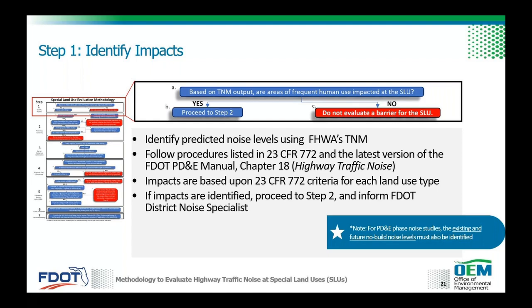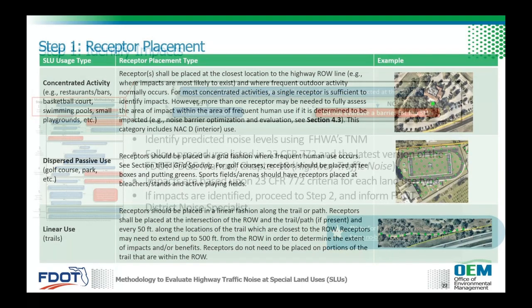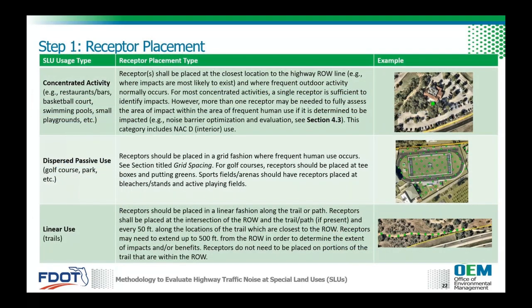Impacts are identified based on the criteria set by 23 CFR Part 772 for each land use type. If impacts are identified at a special land use, the noise analyst should coordinate with the FDOT district noise specialist and notify them of the impacted special land use and intent to evaluate noise abatement. To evaluate noise levels, representative locations are chosen to be modeled using FHWA's TNM. These representative locations are called receptors.